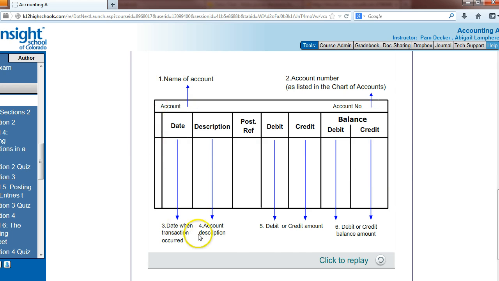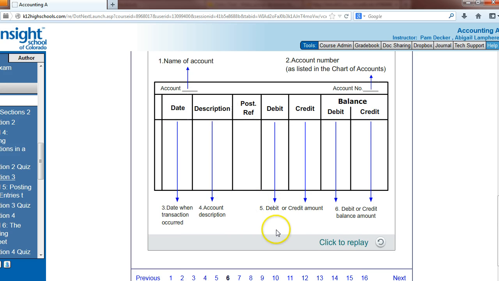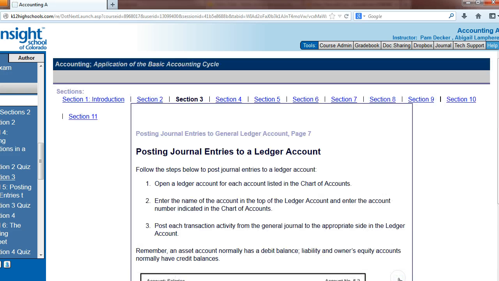Okay, I'm not sure if that voiceover came through on this recording, but he was talking us through each of these columns on the general ledger. So the only one I didn't, well, I think they talk about the post reference column here in a second. Let's see if they do.